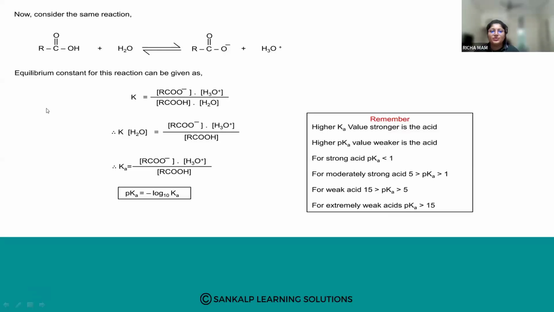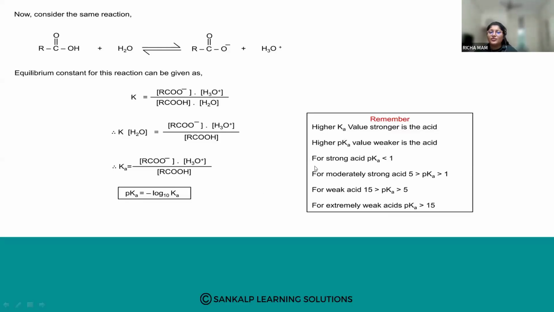From the equilibrium constant we have taken for the reaction, we get to know that pKa is equal to minus log10 Ka. So a higher Ka value means a stronger acid. You have to remember this: if the Ka value is more, the acid is stronger. If the pKa value is higher, the acid is weaker. K is different, pK is different.